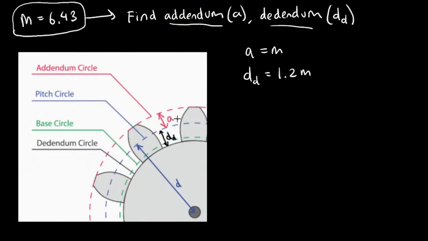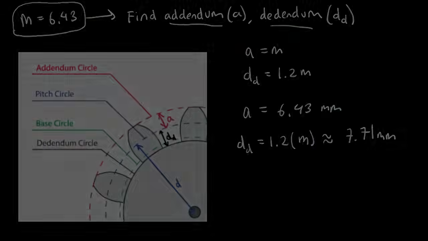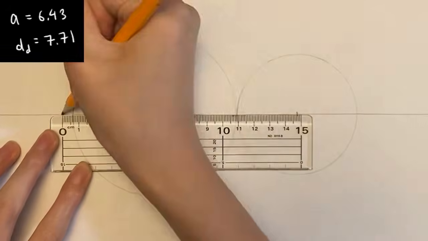So now let's calculate the addendum and dedendum. A is usually just going to equal m, so that's just going to be 6.43 millimeters. And then as for the dedendum, d subscript d, that's going to equal 1.2 or sometimes 1.25 multiplied by m for a bit more clearance. In this case, we're going to get 7.71 millimeters. We can now go ahead and draw that in.